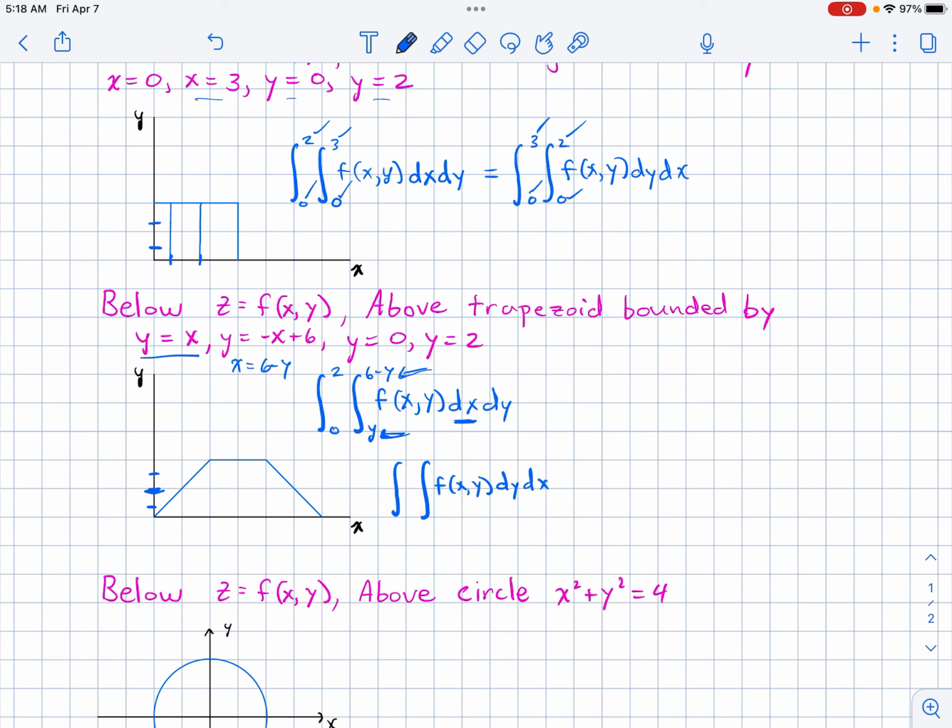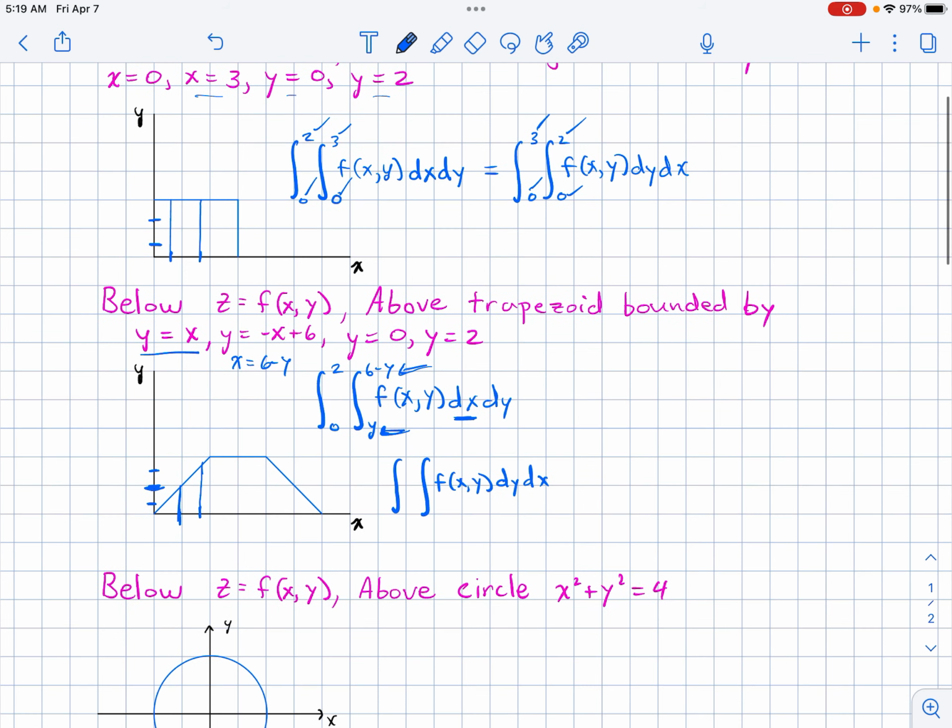Well, if we integrate with respect to y first, let's think about, what does x do? If I have an x right here, what does y do? Well, y goes from 0 up to x. If I pick an x here, y goes from 0 to x. Now, that happens until I get right here. And now notice that if I pick this x, y goes from 0 to 2. If I pick this x, y goes from 0 to 2.